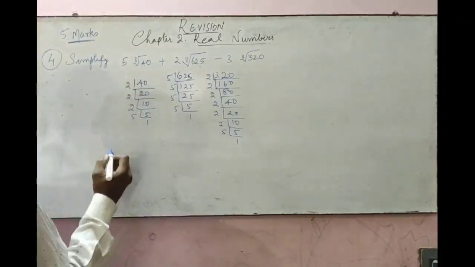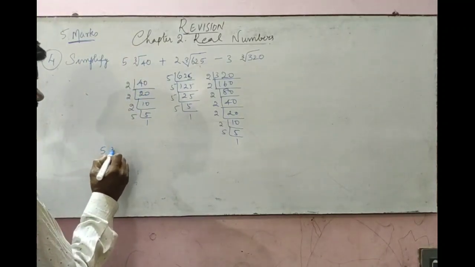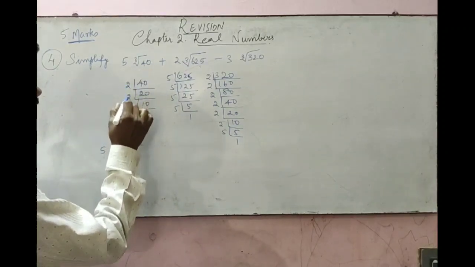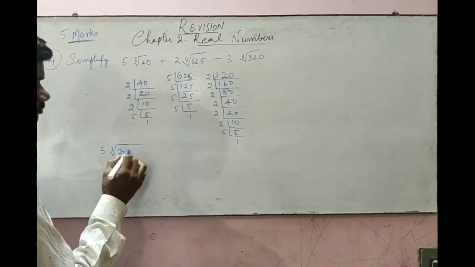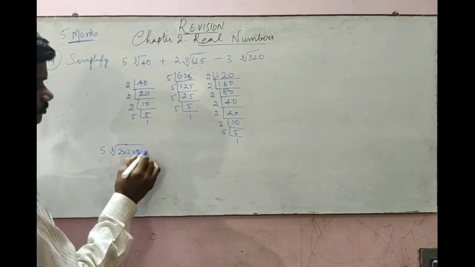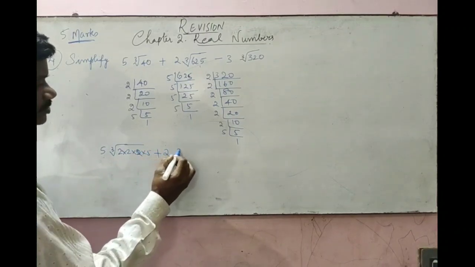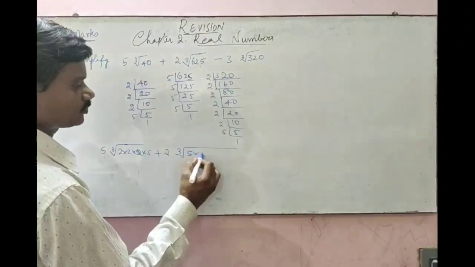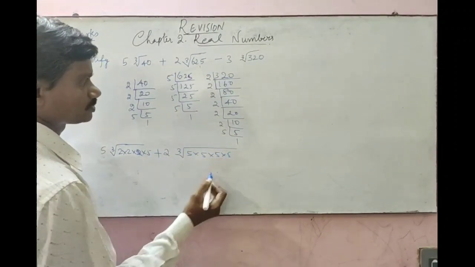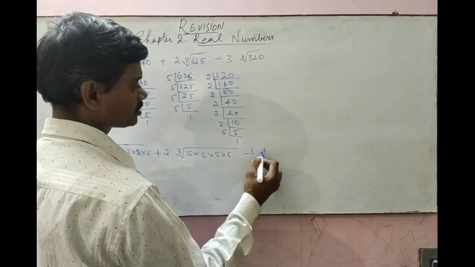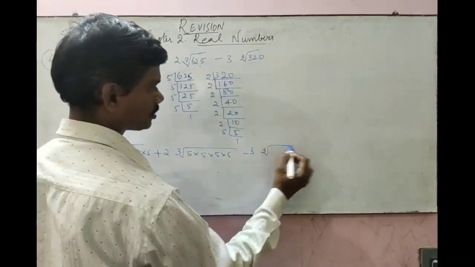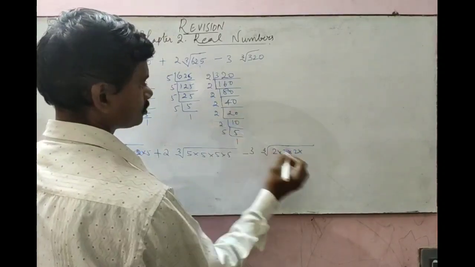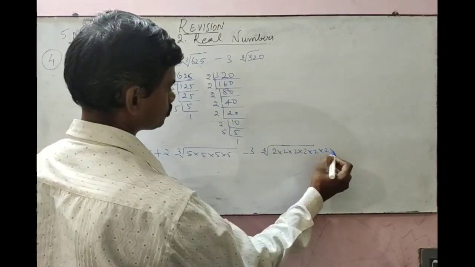So now I am going to write this 5 into cube root of 40. 40 can be written as 2 into 2 into 2 into 5, plus 2 times cube root of 625 can be written as 5 into 5 into 5 into 5, minus 3 times cube root of 320 can be written as 2 into 2 into 2 into 2 into 2 into 2 into 5.